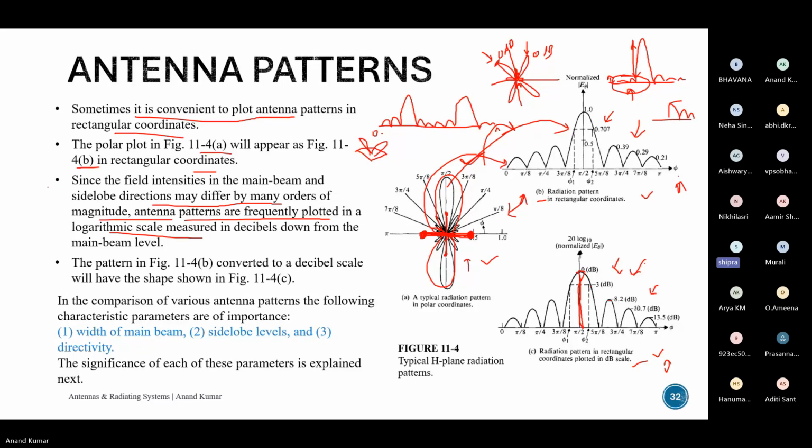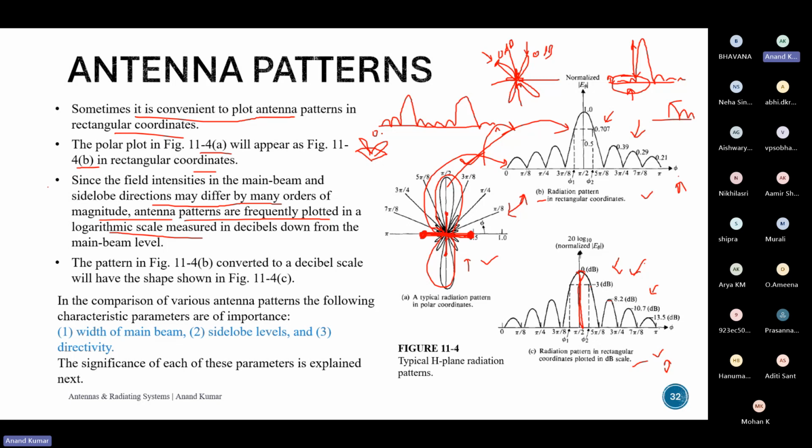Sir, what is the major significance of 0 dB? It indicates the maximum radiation. Okay. Yes. Good question. Why is 0 dB written over here?